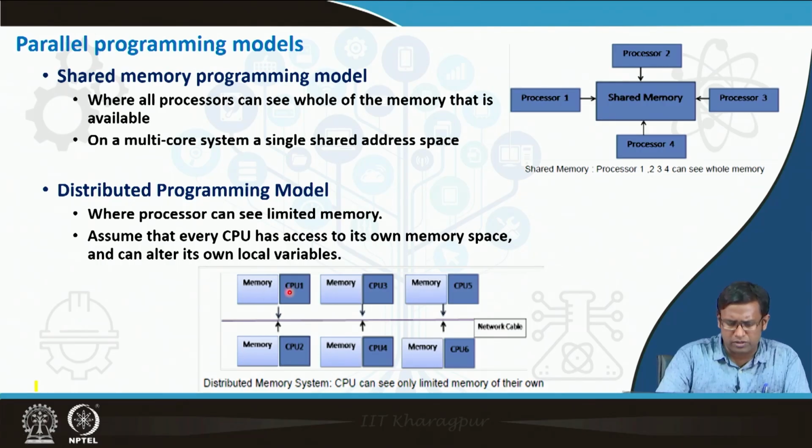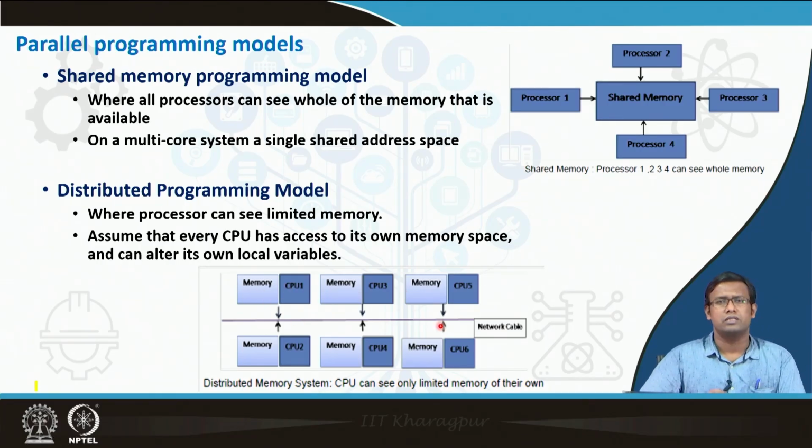So, multiple CPUs with their own local memory are connected via network cable. This is the distributed memory programming model. Therefore, we can very easily understand that there will be differences in the programming approach also.